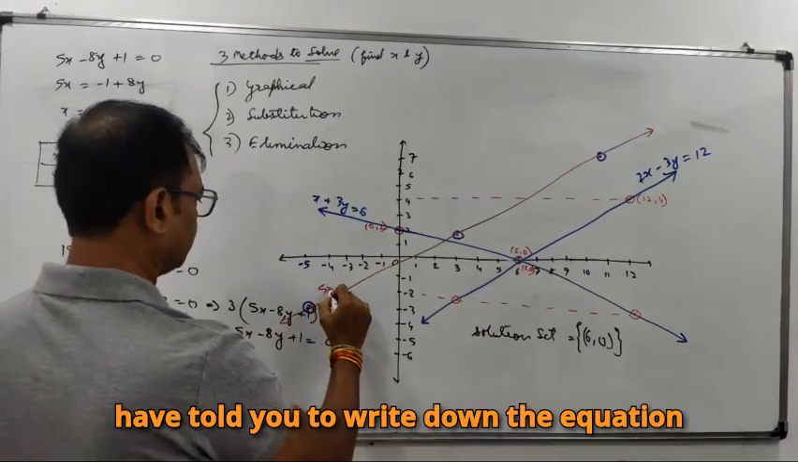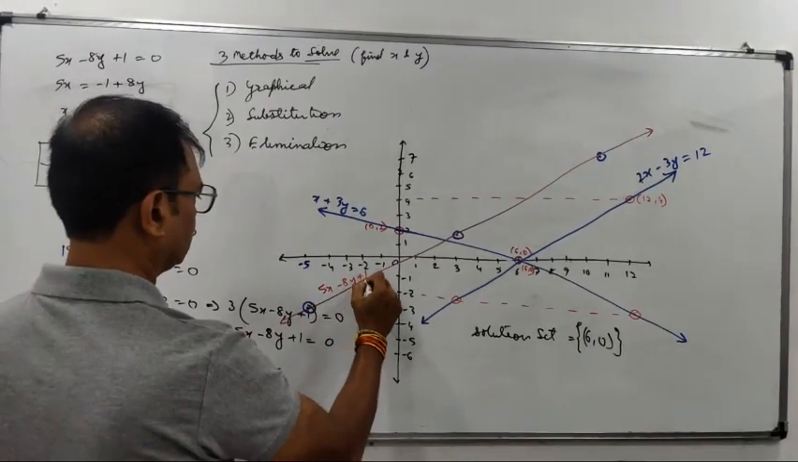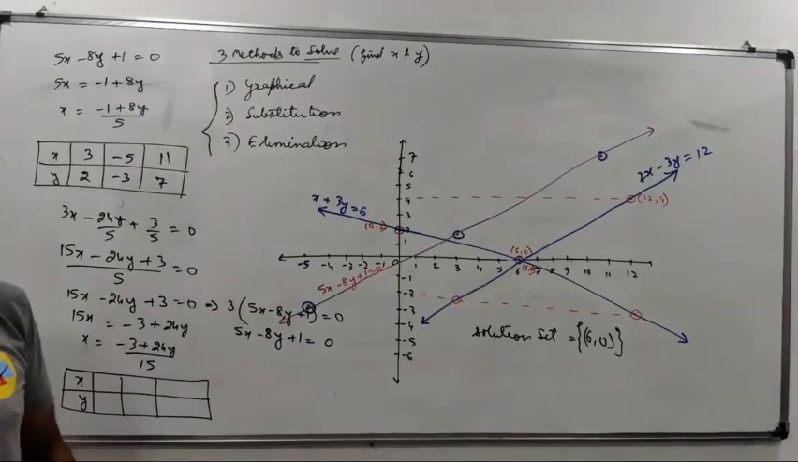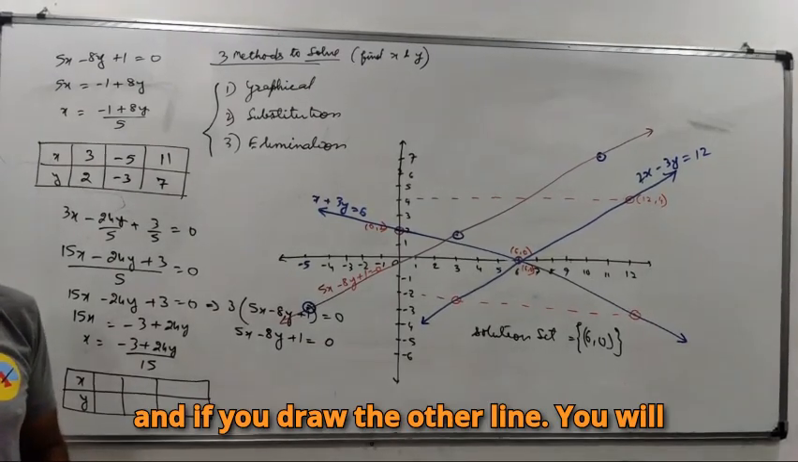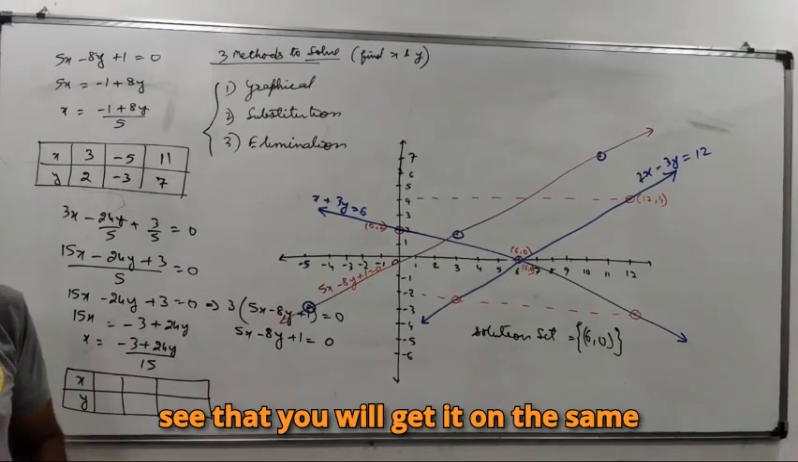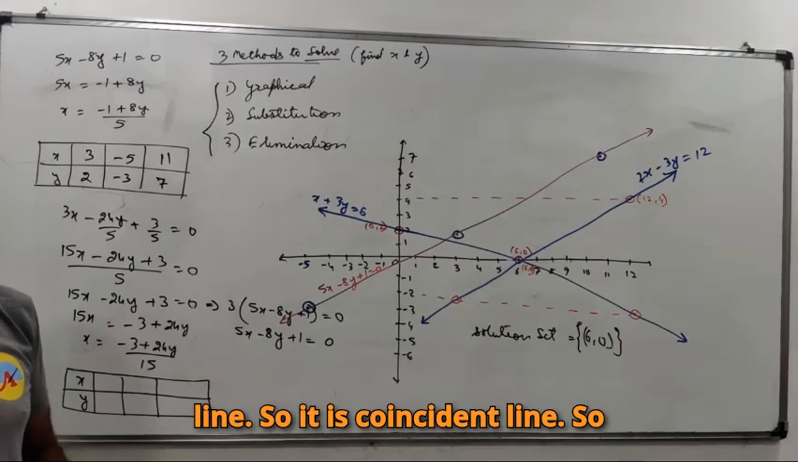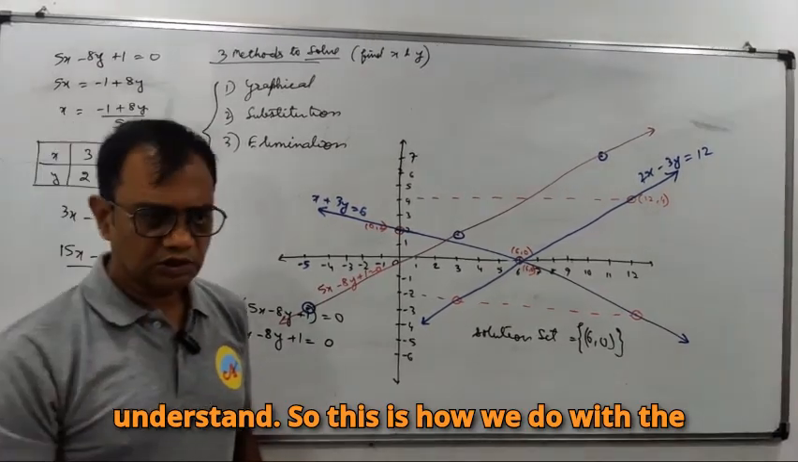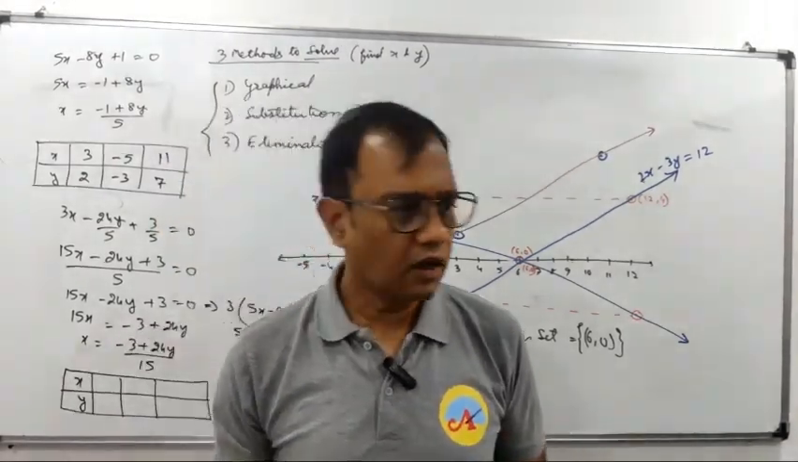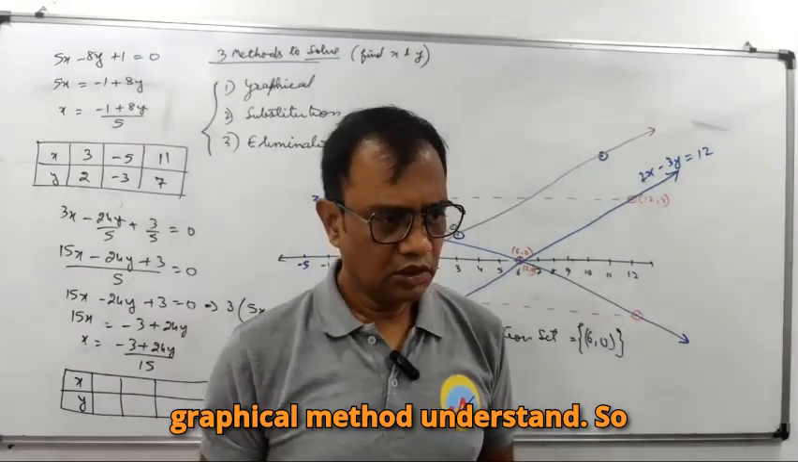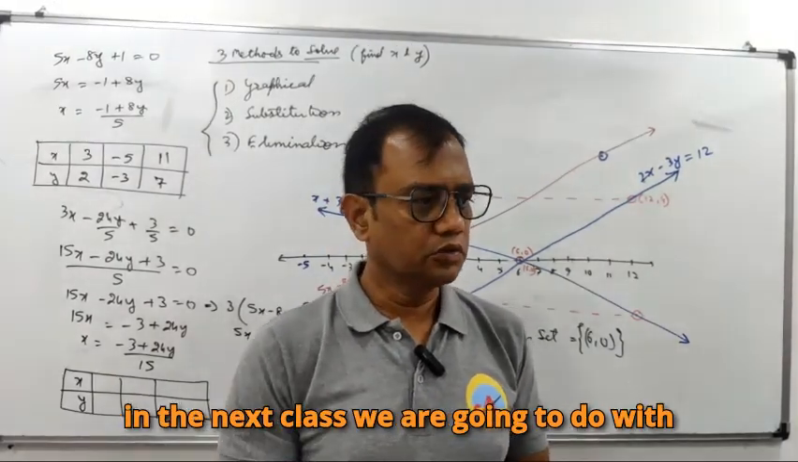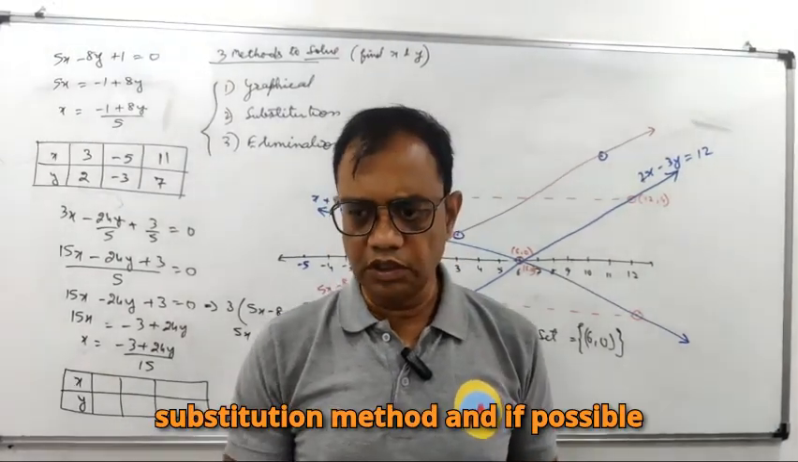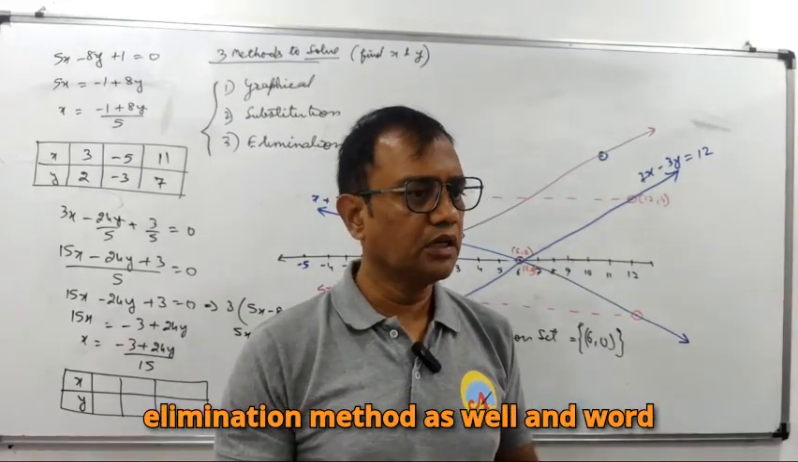I have told you to write down the equation of the line. And if you draw the other line, you will see that you will get it on the same line. So it is a coincident line. So infinitely many solutions. Understand? So this is how we do it with the graphical method. Understand? So in the next class, we are going to do the substitution method and if possible the elimination method as well.